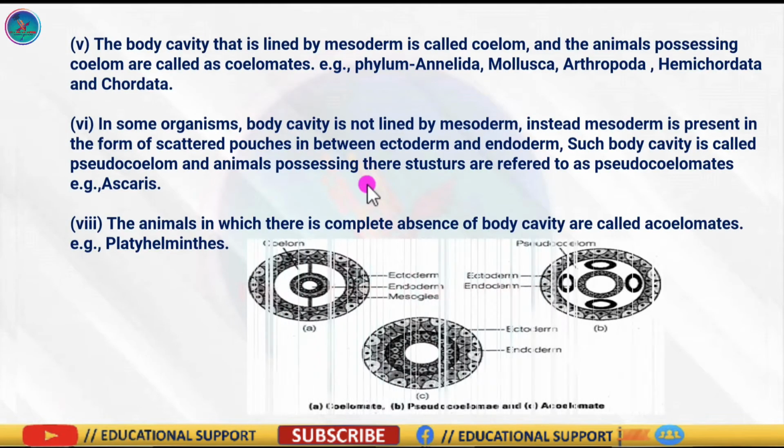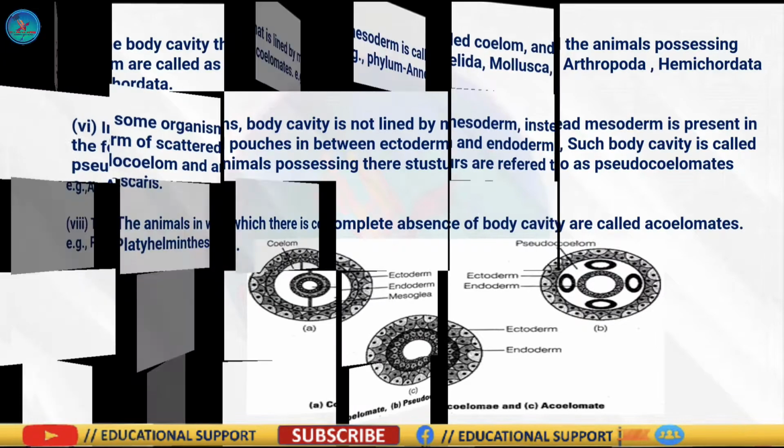In pseudocoelomates, there are 3 germinal layers, namely ectoderm, mesoderm and endoderm. But the mesoderm is present as scattered pouches and doesn't line the cavity, hence a true coelom is absent. For example, nematodes.